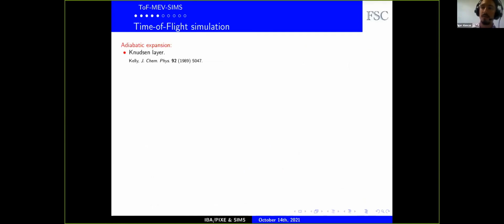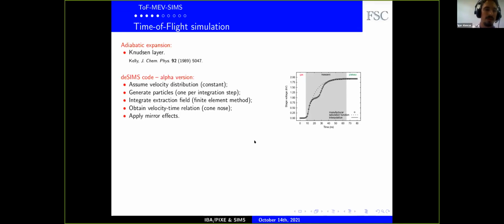Then we go to our simulations here just to explain a little bit the results that I will show later. We are considering this adiabatic expansion as a Knudsen layer, that is this gaseous material, this sputtering, that is the material that is ejected into the vacuum, is expanding with some velocity distributions. And what we do is basically we assume initially a constant velocity, we generate particles, we integrate by finite element methods our extraction field, then we calculate velocity time relations and apply the mirror effects.